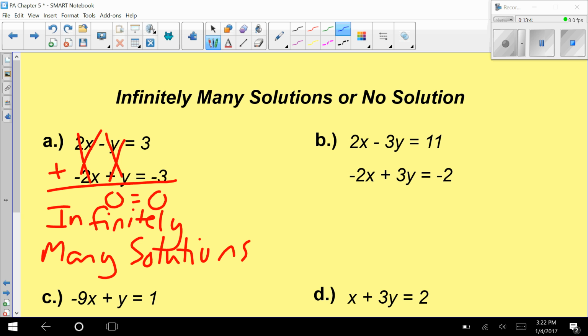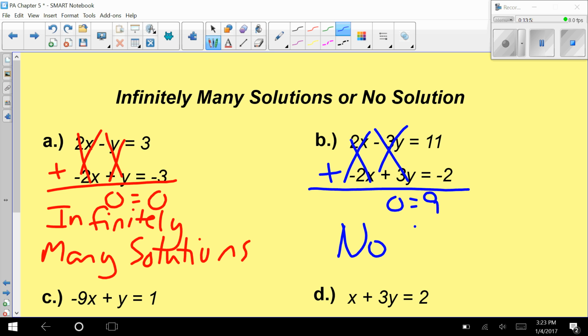For letter B, notice the x's have the same thing, but opposite signs. So we're going to add. The x's eliminate. Notice the y's eliminate as well, so it's a 0. 11 plus negative 2 is 9. 0 does not equal 9. That is no solution.